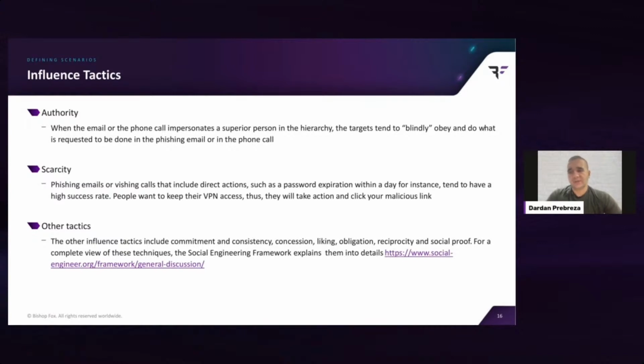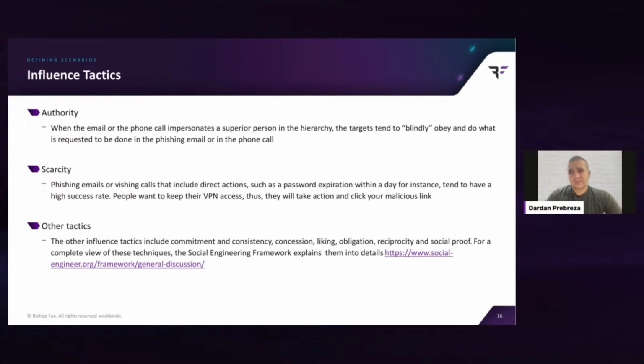And when it comes to scenarios, there are several influence tactics. And the two that are mostly used are authority and scarcity. So authority is when the email or the phone call impersonates a superior in the hierarchy, and the targets usually tend to blindly obey and do what is requested in the phishing email or in the phone call, depending on which social engineering vector has been used.